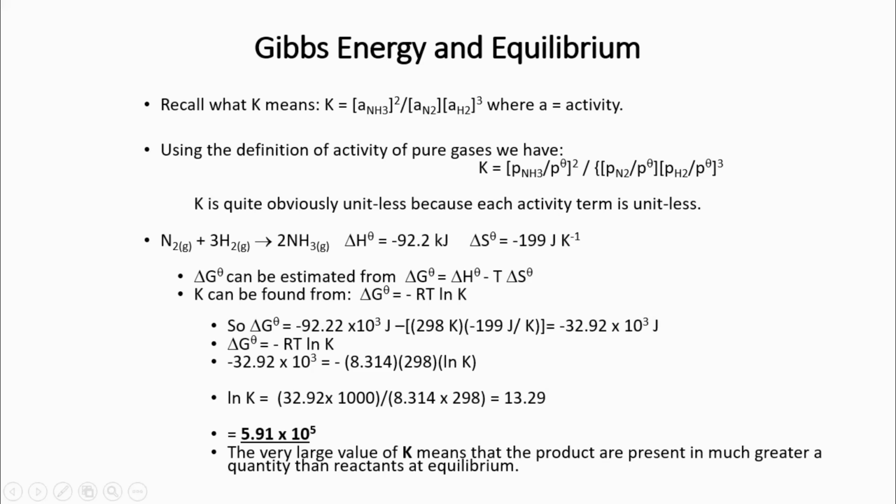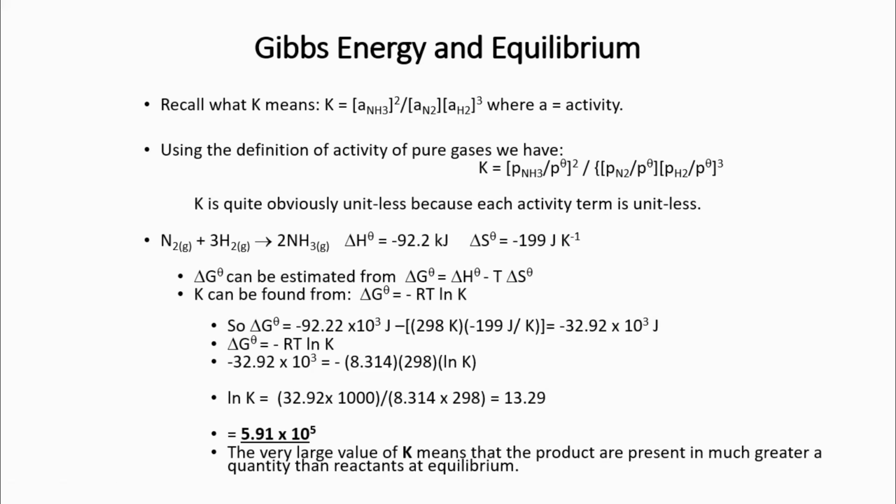Now we can use this equation here, which says that the standard free energy change is equal to the standard enthalpy change minus the product of the thermodynamic temperature and the entropy change for the process. And using that equation, now we can calculate the free energy change.